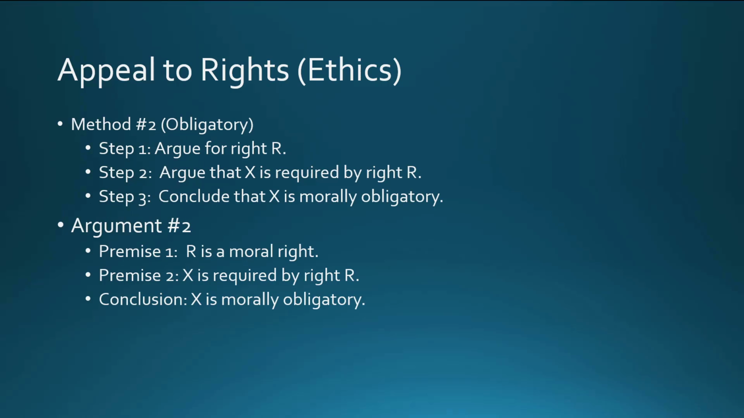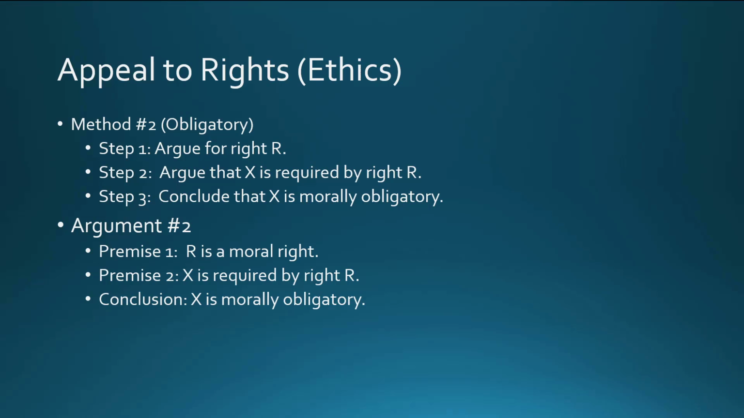Now, the second version of this method switches from trying to argue that something is acceptable or unacceptable to attempting to argue that something is obligatory. That is to say that it's required. Often, entitlements are argued in this way. An entitlement is something, as the name implies, that you're entitled to, and if you have a right to an entitlement, then it must be provided to you.